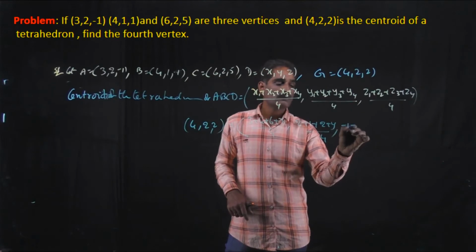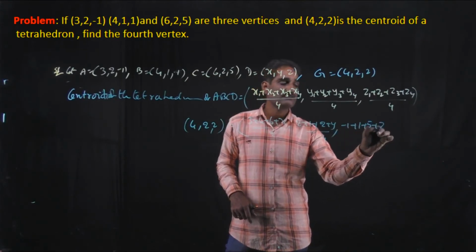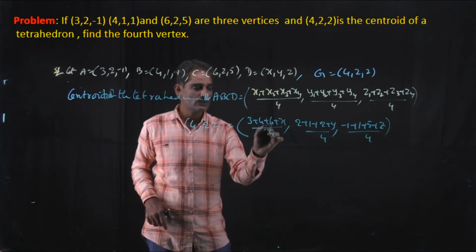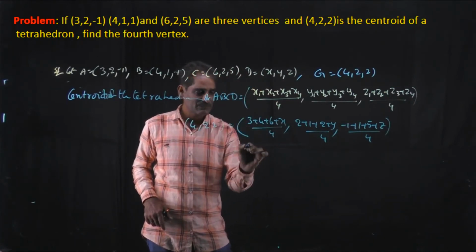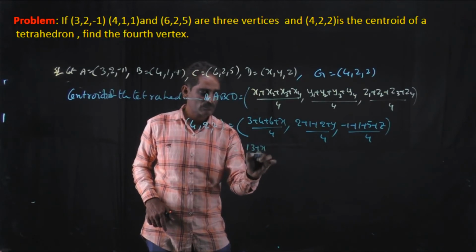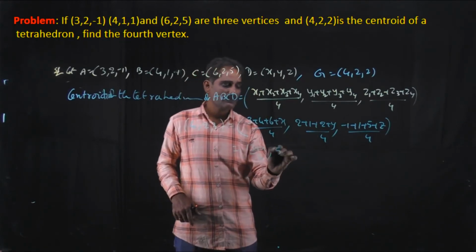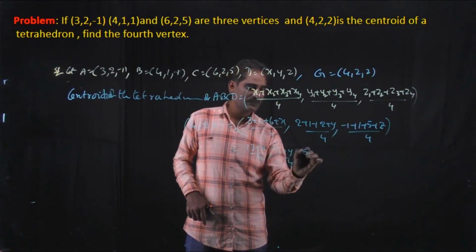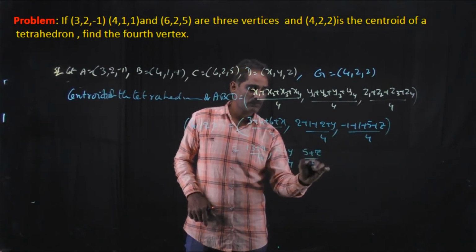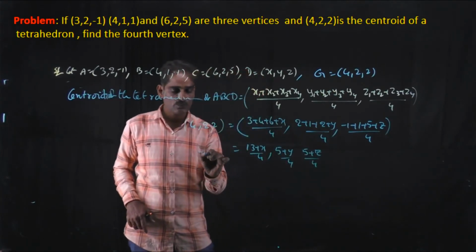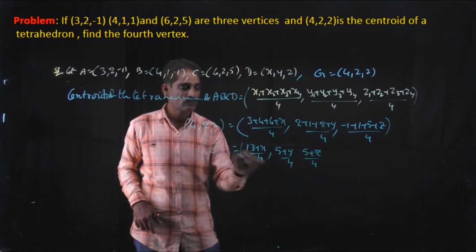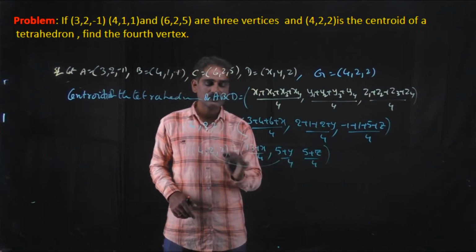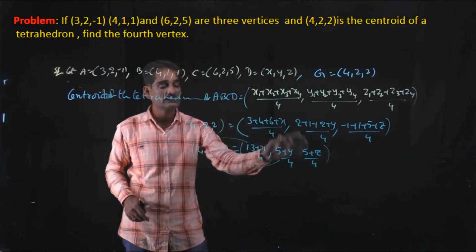Minus 1 plus 1 plus 5 plus z by 4. So here this is equal to 10 plus 13 plus x by 4, 5 plus y by 4, plus 1 minus 1 cancels, 5 plus z by 4 is equal to 4, 2, 2. Just equate corresponding terms: x coordinates, y coordinates, z coordinates.